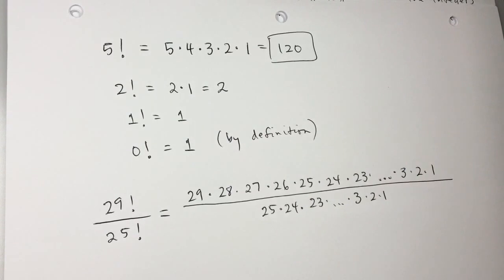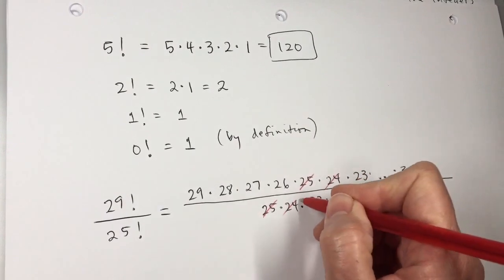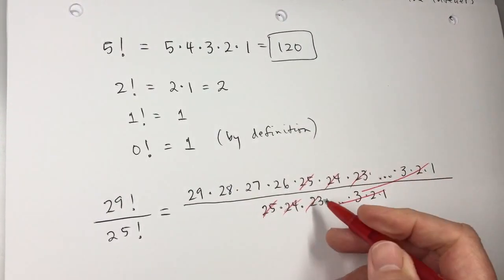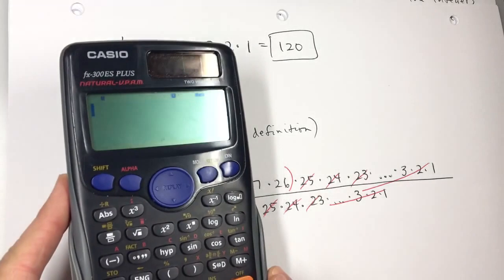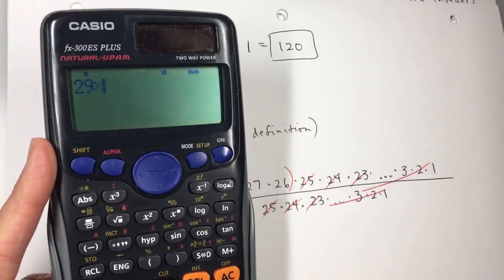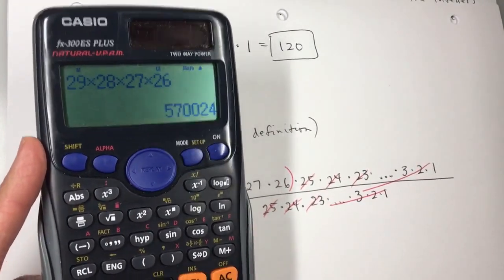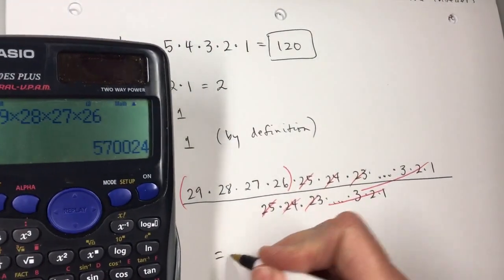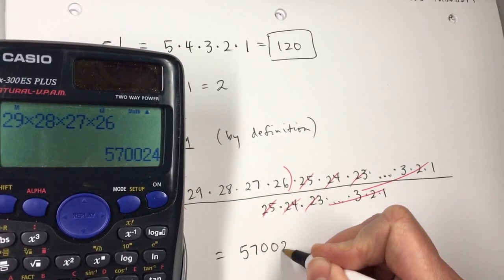And for this one, since it's written in this fraction form, I can reduce the 25, 24s, 23s, everything down to 3, 2, 1, and I am left with 29 times 28 times 27 times 26, and I'm going to use this calculator I borrowed. 29 times 28 times 27 times 26, and I have this equals 570,024.